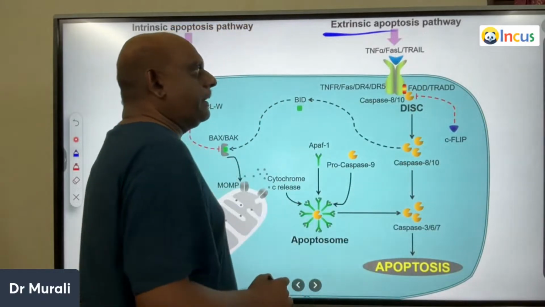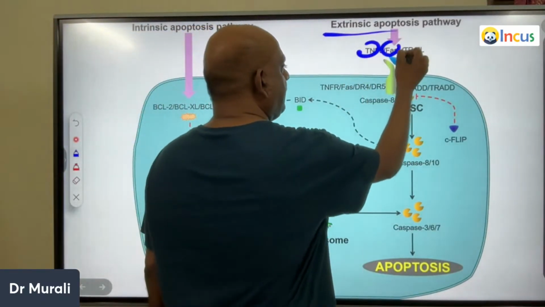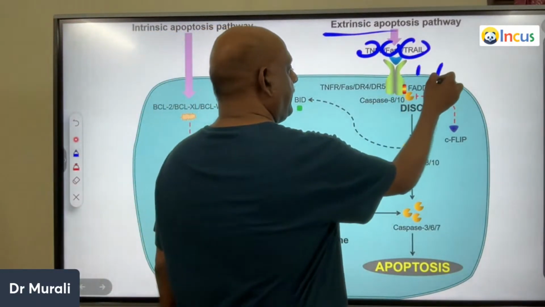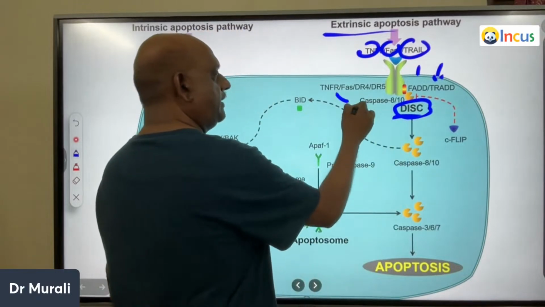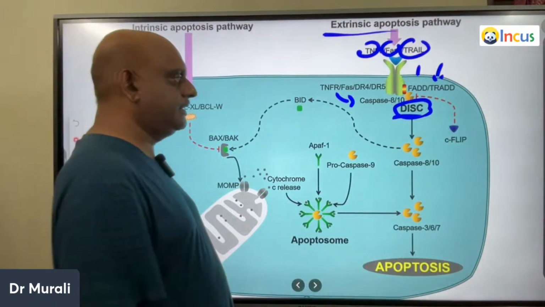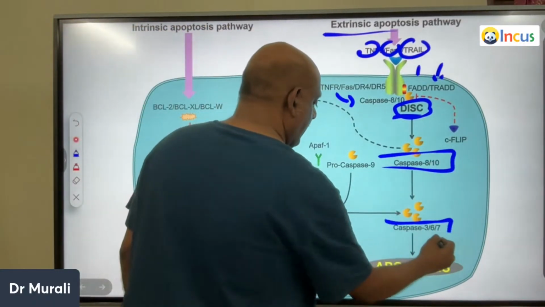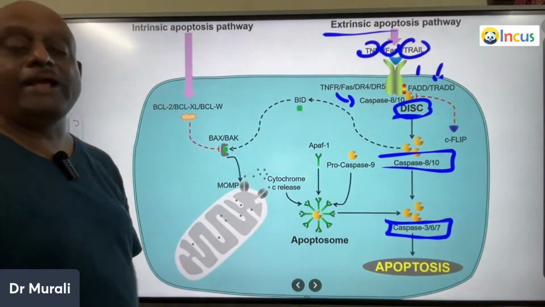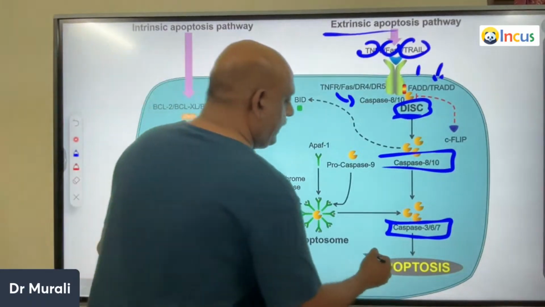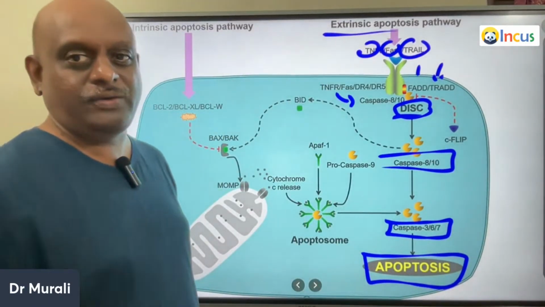So, extrinsic apoptotic pathway, what will happen? TNF alpha, FAS-L and TRAIL. They in turn will cause FADD and TRADD to act to form the DISC, and in the process, caspase 8 and 10 will contribute. That in turn will make caspase 8 and 10 active and cause caspase 3, 6 and 7 to wake up, which in turn will lead to full-fledged apoptosis getting triggered, is what you need to remember.